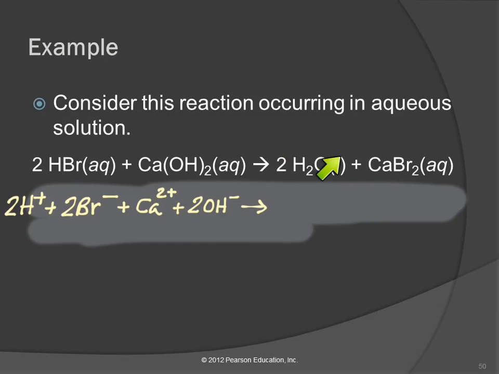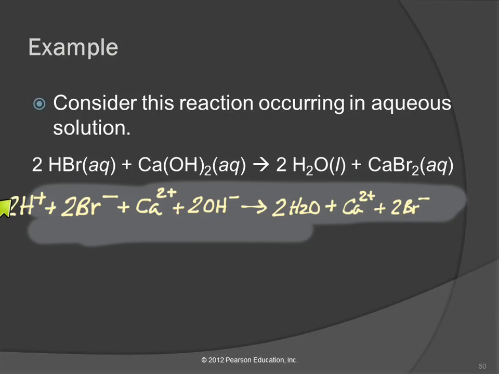Now I get to this one. This is a liquid. I'm going to leave it alone. Don't do anything to it. And then the last one is aqueous, so I have to separate this into ions. I've got calcium and bromide. There's two bromides. So calcium and bromide.